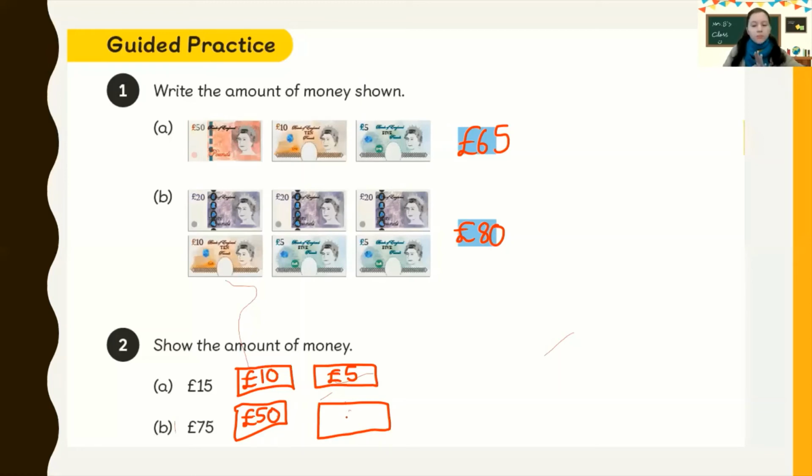That's too much, it's too far. We need slightly less. So what about a 20? That's the next smallest note. 50 add 20: 50, 60, 70. That would work.